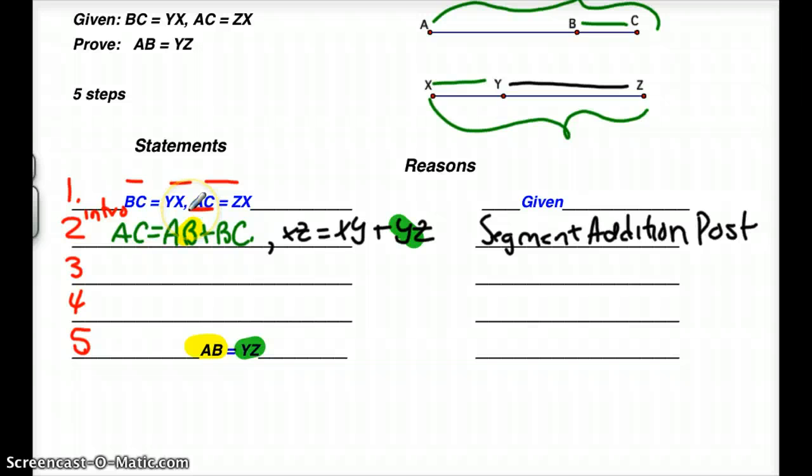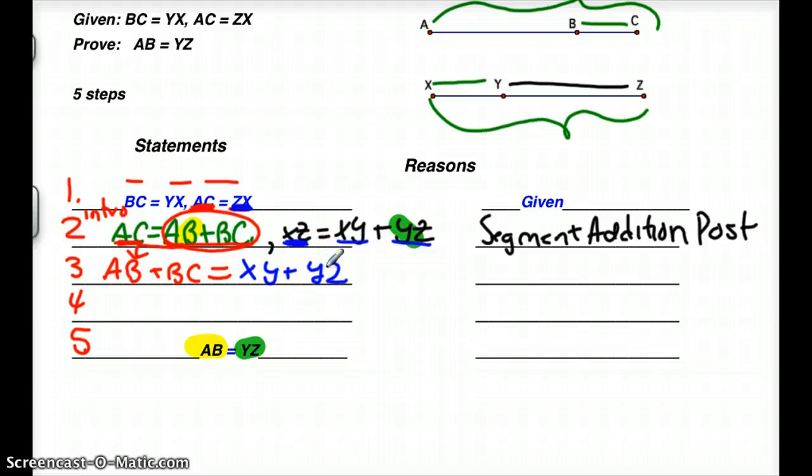Up here, I said AC equals XZ. So here's AC, so all of this can take AC's spot: AB plus BC. So I'm doing a substitution right now. Instead of AC on the left, I'm going to put AB plus BC. Same thing, XZ is right here. XZ is the same thing as XY plus YZ. And I have just done a substitution.